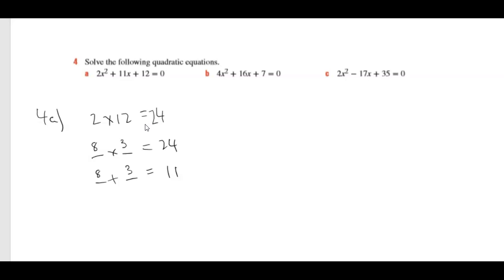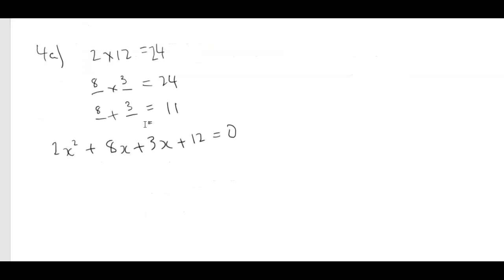Okay, so that means now we've got 2x squared, and instead of the 11x, I'm going to have 8x plus 3x, and then we've got the plus 12 on the end, and then we factorize by grouping. I'm going to put that equals 0 because we are solving. We take out the common factor for the first two terms, so it's 2x, then we're going to have x plus 8. No, we're not, we're going to have x plus 4. Sorry about that. And then the common factor here is 3x plus 4.